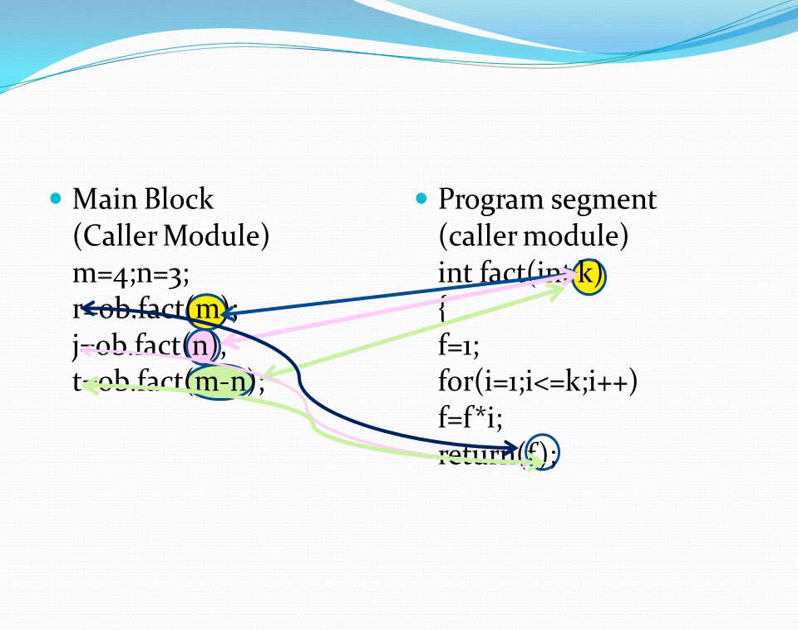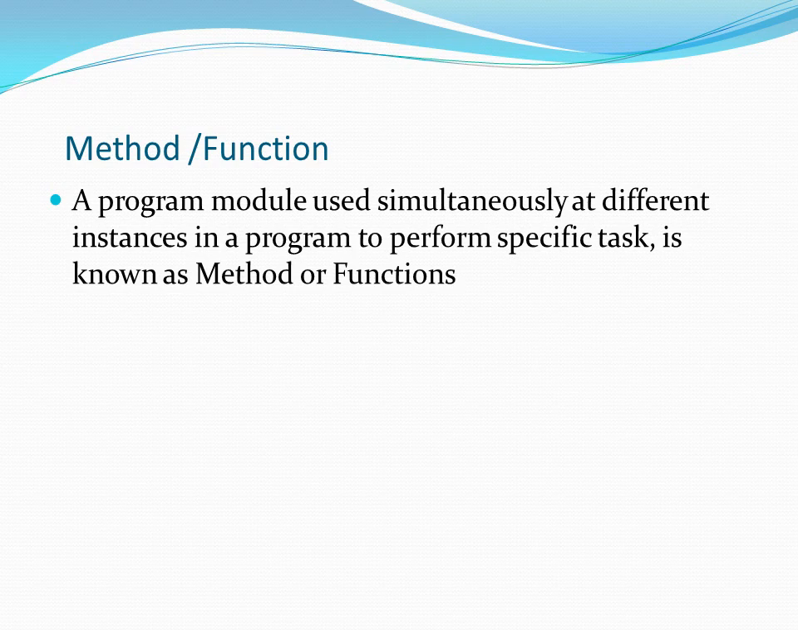Again, the value of m minus n is passed to the program segment, which calculates the m minus n factorial and stores it in the variable f, and it returns the value to the main block and stores it in variable t. Here, the same program segment can be reused to find the factorial of another number by changing parameters. The segment is stored under a specific name, called the function name.